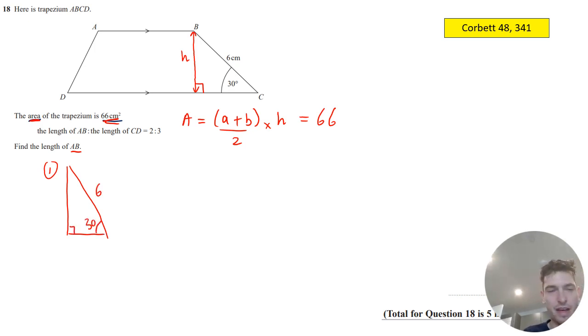And I want to find out that height, so let's call that x. And I think I'm going to use SOHCAHTOA here now to find out that height. So this is my hypotenuse, the 6. This is my opposite. This is my adjacent.